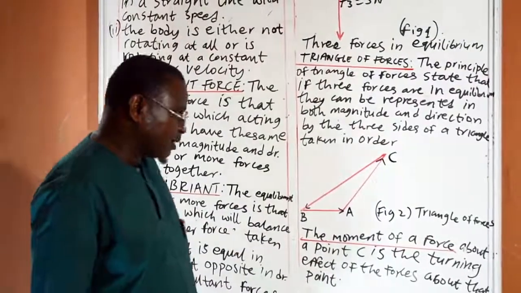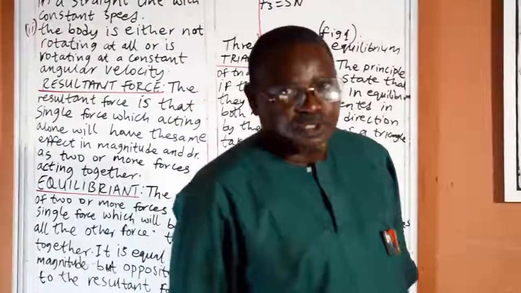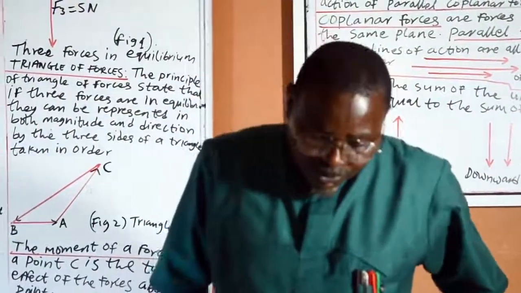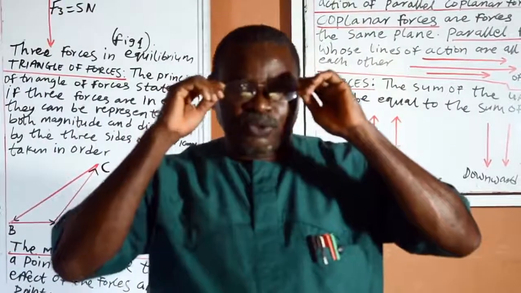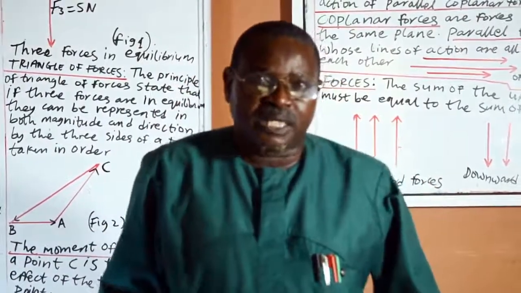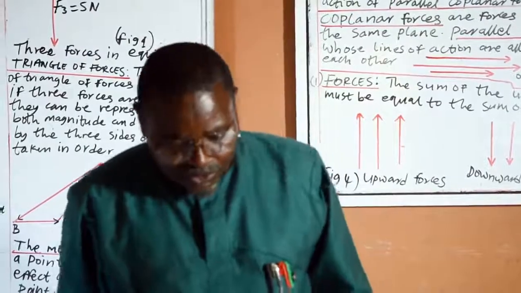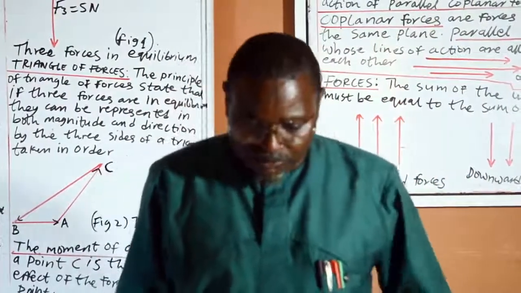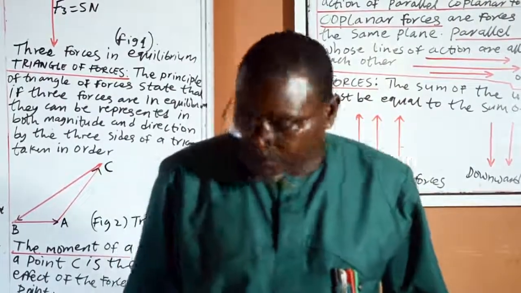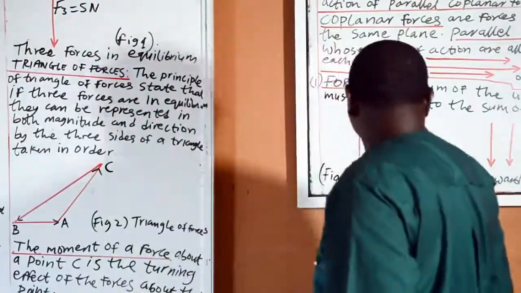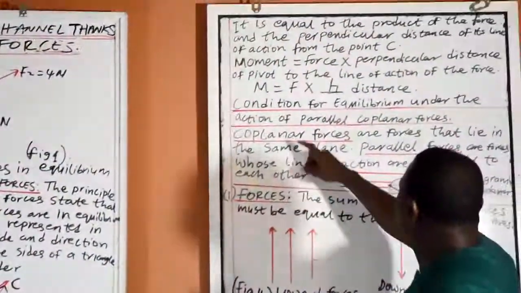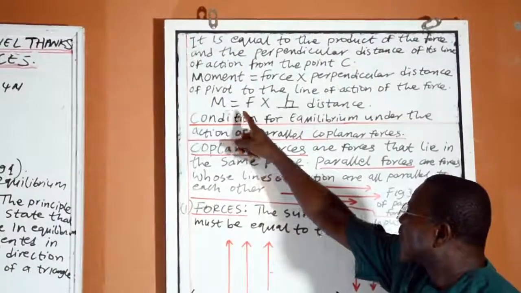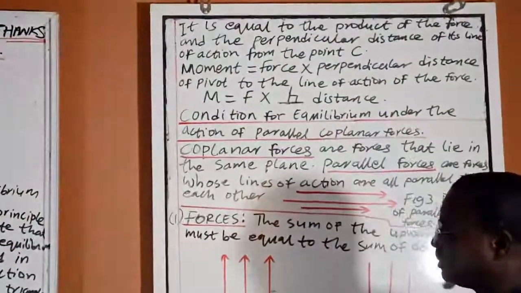Moment of a force about a point is the turning effect of the force about that point. It is equal to the product of the force and the perpendicular distance from the point to the line of action of the force. Moment is force times perpendicular distance. That is, M is F times perpendicular distance.